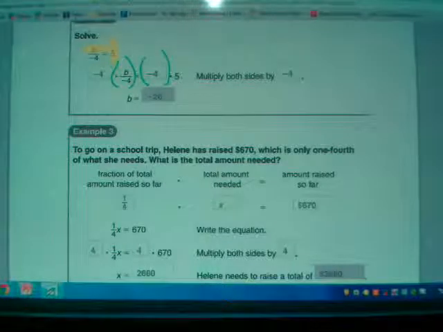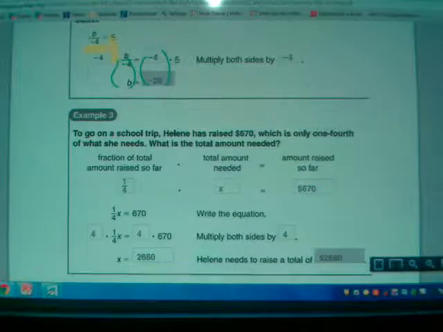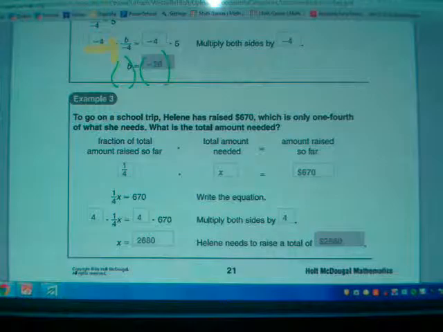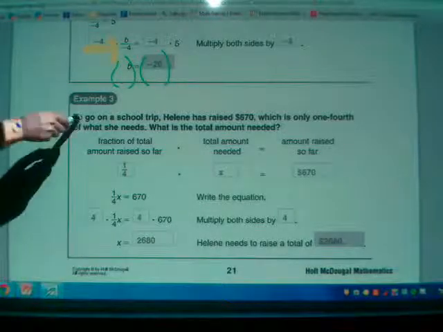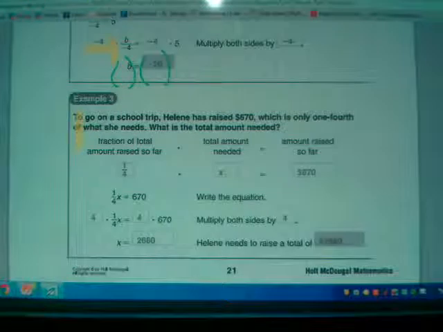We'll continue with example 3, which says, to go on a school trip, Helene has raised $670, which is only 1/4 of what she needs. What is the total amount needed? One of the operative words here that works for us is the word of. Of is one of those words, like product, that means multiplication.